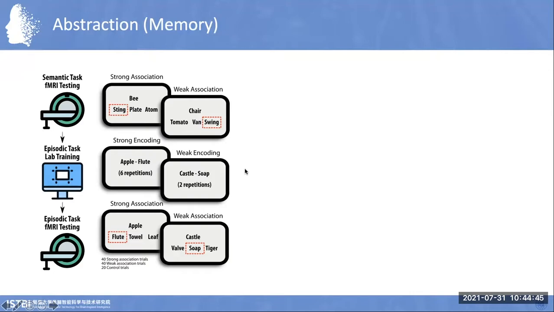Subsequently, the participants attended an episodic memory task in which they were trained in encoding two conceptually unrelated words, such as apple and flute or castle and soap. And in this instance, the strength of this association, or abstraction of these relationships, was based on how much they were trained. So for the strong condition, they were trained 6 times, whereas for the weak condition, they were trained twice.